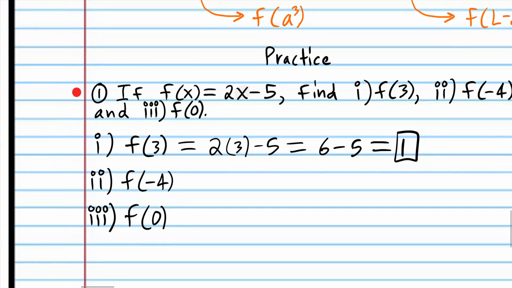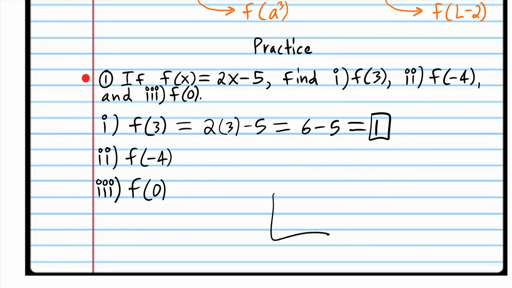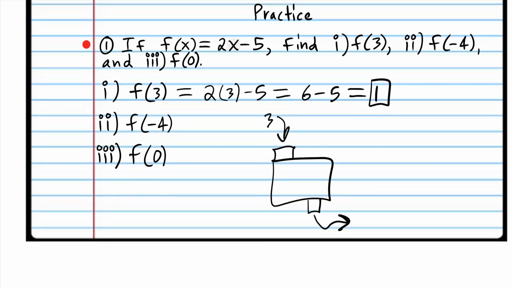So f of 3 is the output if you plug in 3 as your input into the function. So f of 3, the output, is 1. What this means is if you have some machine, and we're going to call it f, you have your machine, you're going to put in an input. In this case it was 3. Your output is going to be 1. We call the output f of 3. Again, I know that's very confusing notation, but that's what this means.